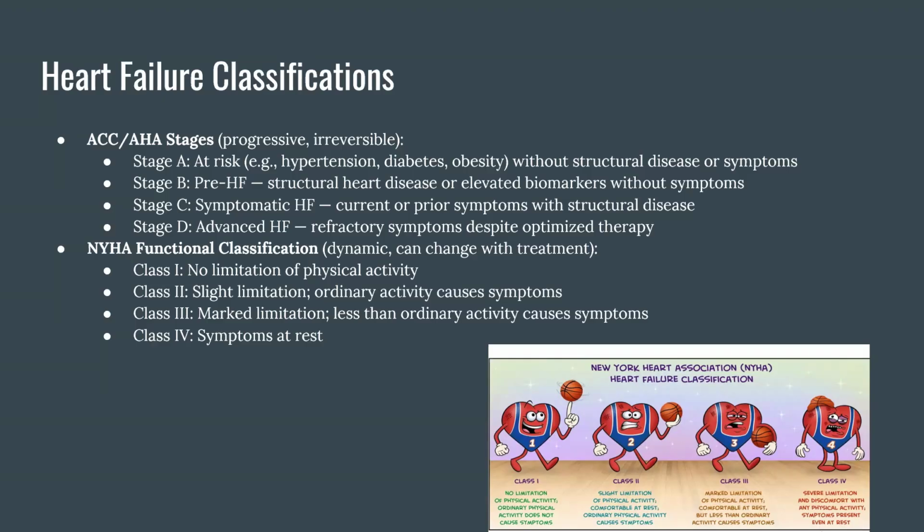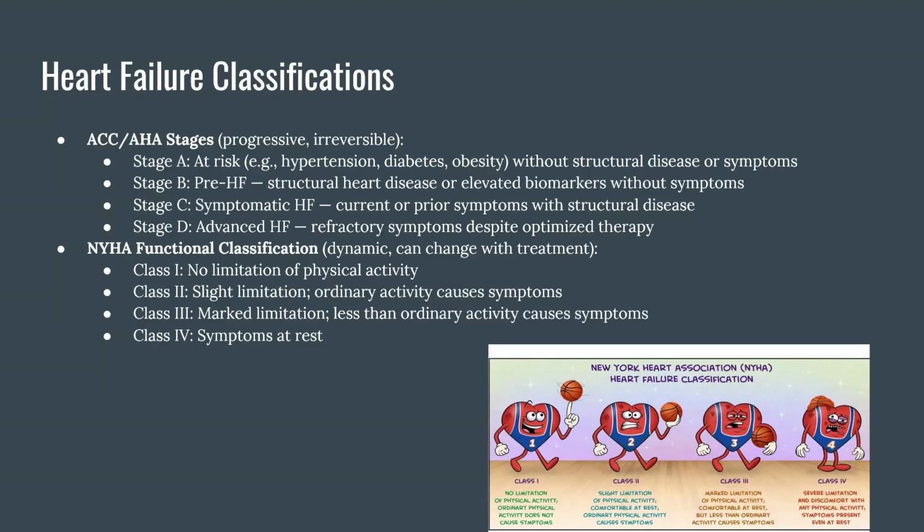So someone in stage C can have class 1 symptoms one week and then class 4 symptoms another week, depending on how compensated they are. So class 1 is they have no limitation of physical activity. Say they have an EF of 30, like some of my patients that I've seen. We see them in Home Depot and they're about to start a project and we're like, you shouldn't be lifting that, but that's possible, right? That's class 1. They're not limited.